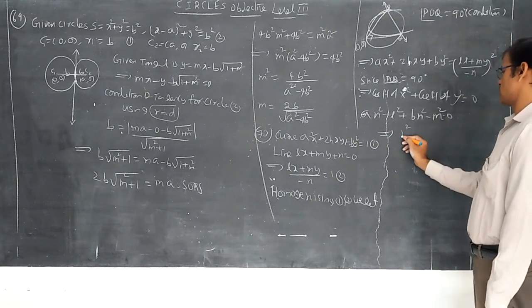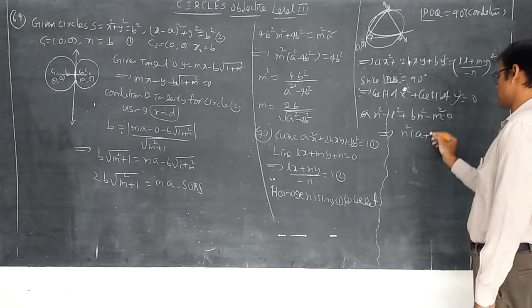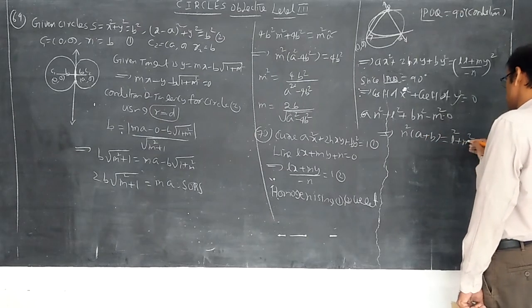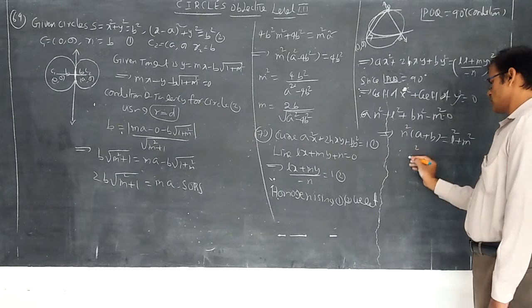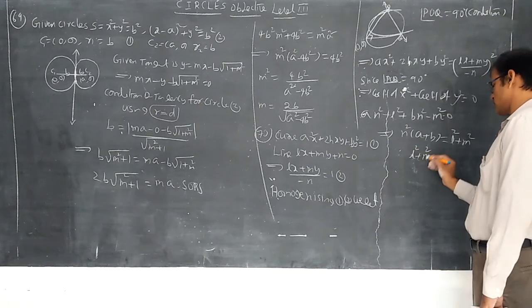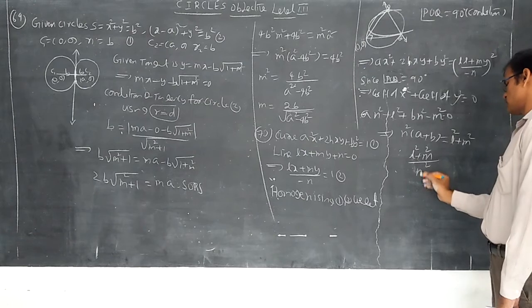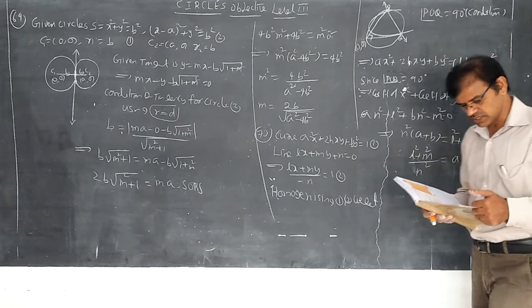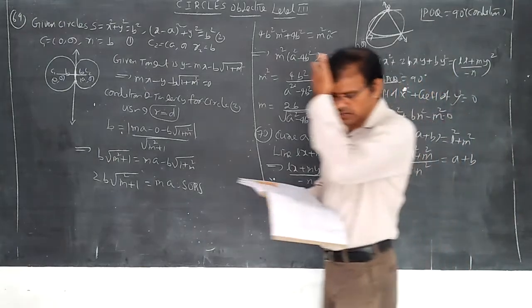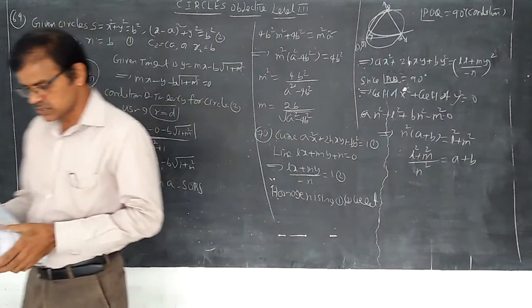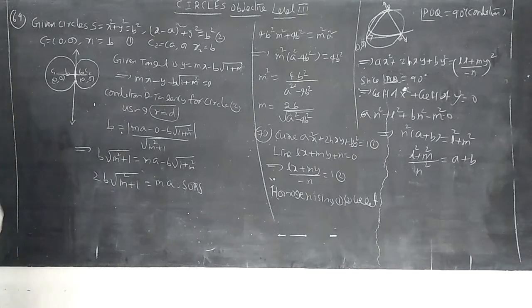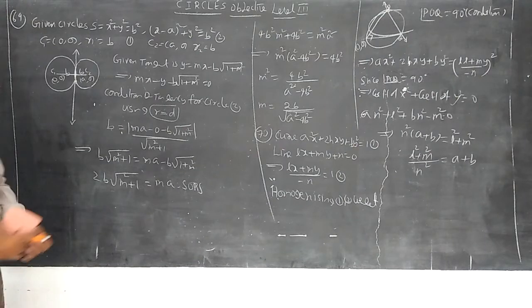n square taken common, it becomes a plus b is equal to l square plus m square. Therefore, l square plus m square by m square is equal to a plus b. What is he asking? Let us see once again. Yes, he is asking l square plus m square by m square. It is a plus b, that is the answer. 70th question, first option. Now let us discuss the 71st question.